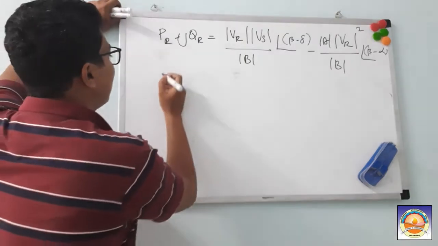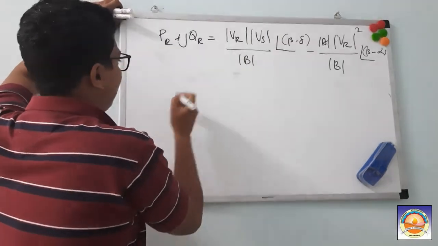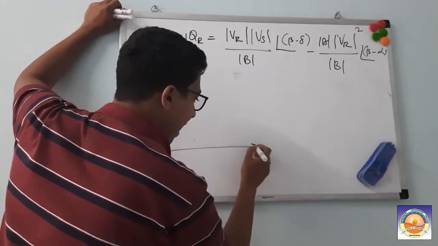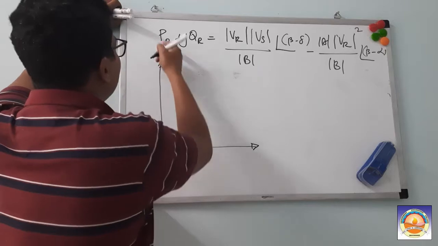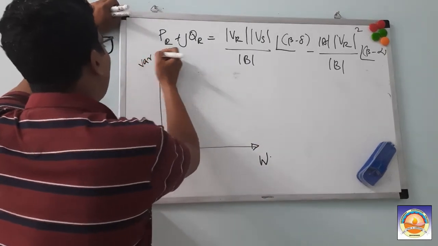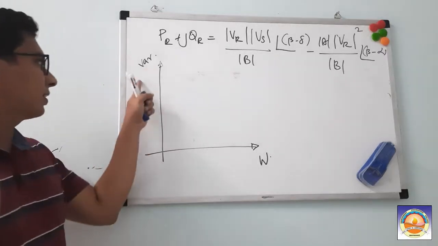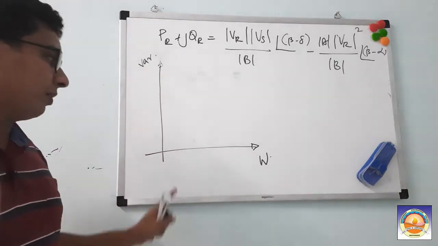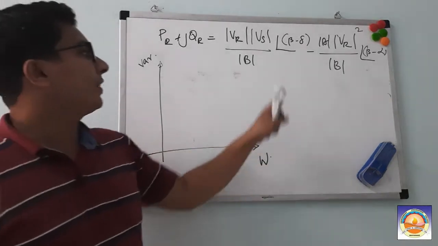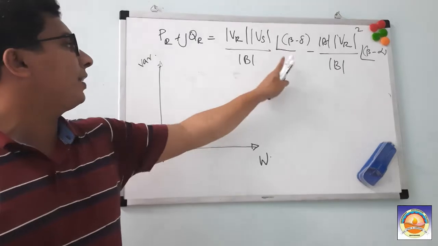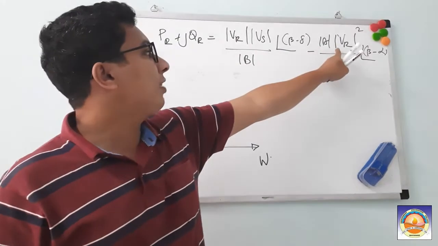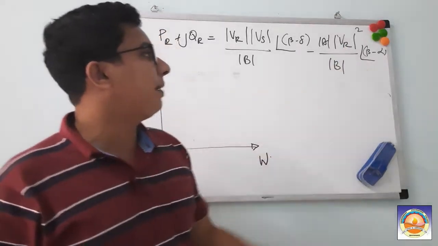So under that condition, let us make a phasor diagram here. But here my axes are what? Two axes are there. One is the active power, in watts, and the other is reactive power, in volt-ampere reactive. That is how we represent reactive power. If we draw in terms of this, we have two phasors. One has magnitude Vs Vr by B at angle beta minus delta. Another one is A Vr square by B at angle beta minus alpha.